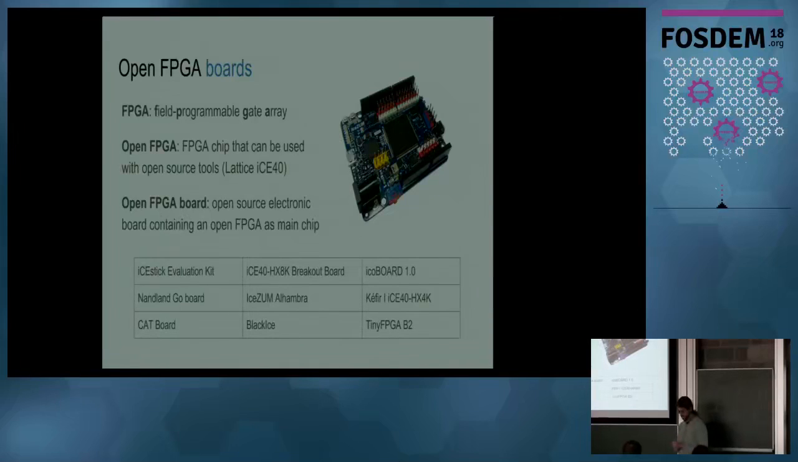So there are a lot of different boards out there. For example, the iStick that you know from the previous talk. This is the first one. This is another one from the company Lattice. That is this one. We have also an Alhambra board, this board. I don't know if you know all these boards, but this is the Black Eye, for example, and the tiny FPGA, that is very tiny also.